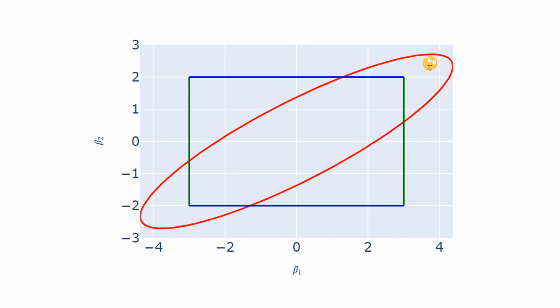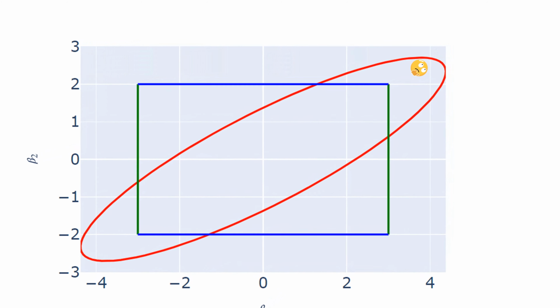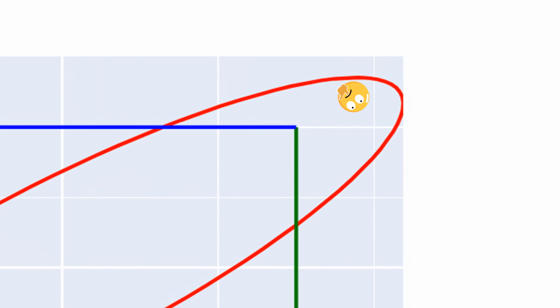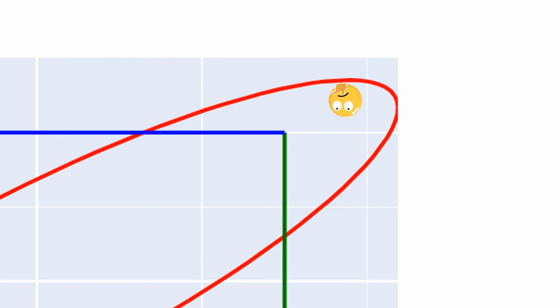If you are at this point here, with the t-tests, you reject the null hypothesis that beta 1 equals 0, and you reject the null hypothesis that beta 2 equals 0 as well. But you have to ignore both results, because based on the f-test, you cannot reject the null hypothesis.